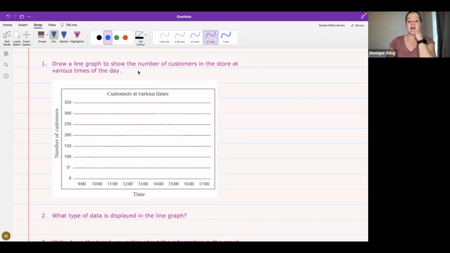So we have our independent variable at the bottom, time, because time does not depend on anything. The number of customers is our dependent variable because the number of customers depends on the time of day. So that is why it is on our y-axis and time is on our x-axis over here. So we've got our independent variable and our dependent variable already there for us, and I've given you the increments.